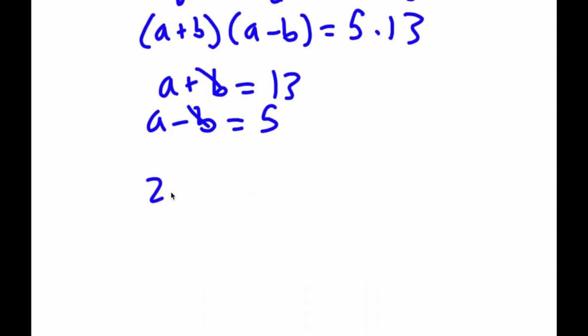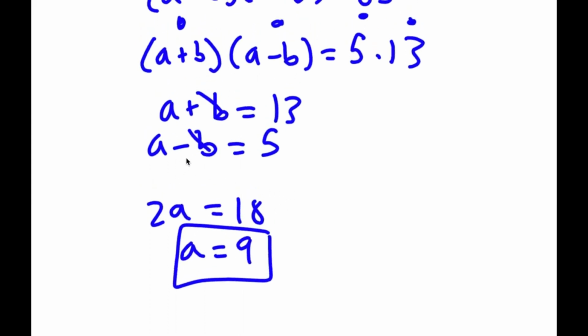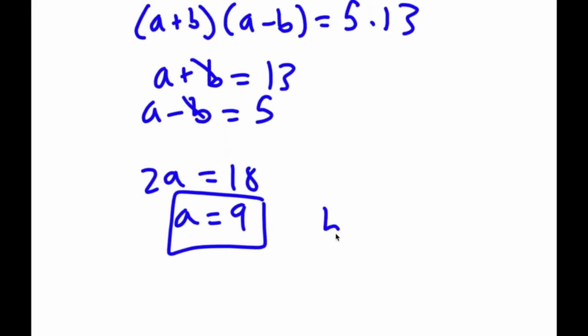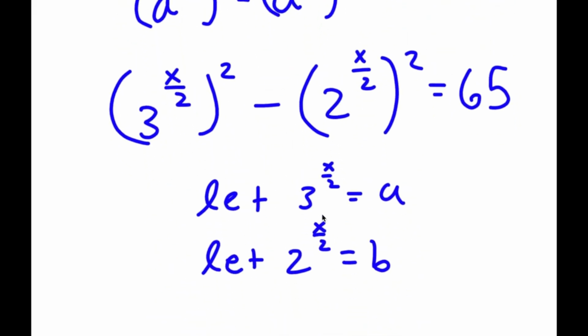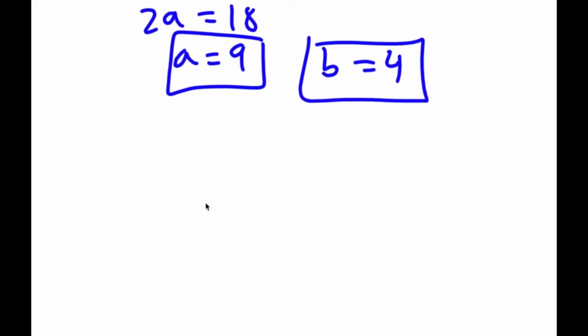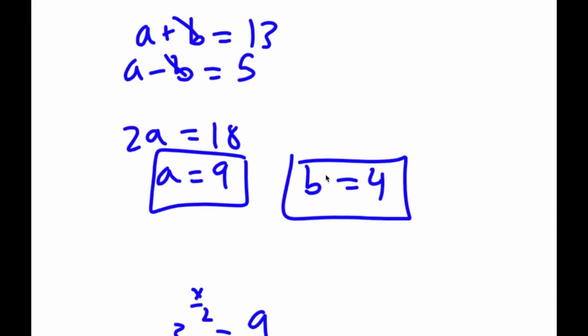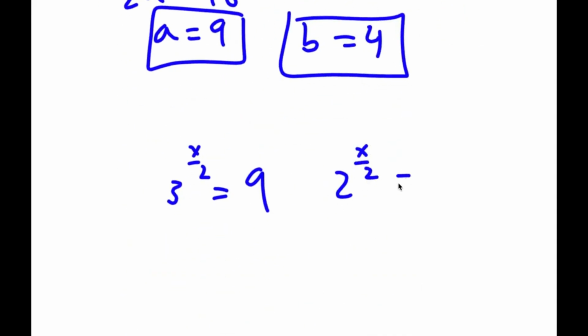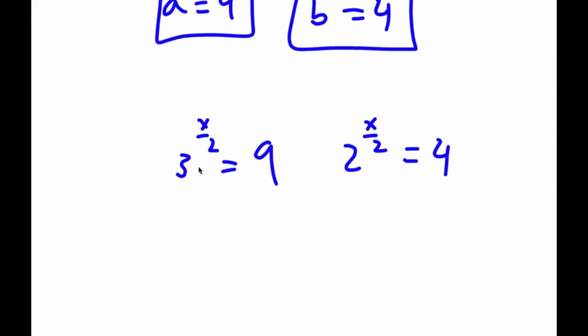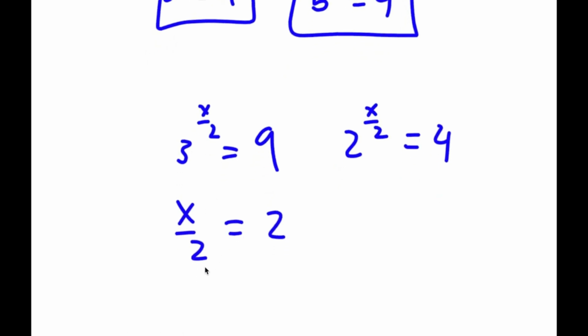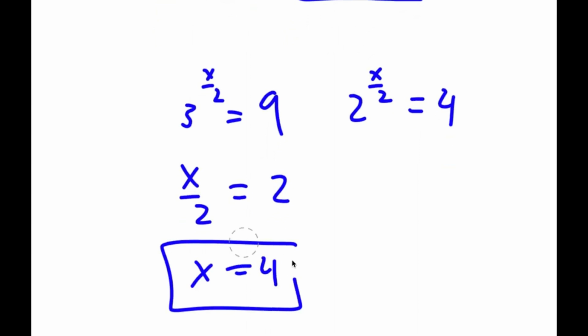These two cancel out, so I get 2a is equal to 18, meaning a is equal to 9. And if a is equal to 9, then b is equal to 4. So now, going back here, I have 3 to the power of x over 2 is equal to 9, and 2 to the power of x over 2 is equal to 4. So 3 to the power of 2 is obviously equal to 9, so I have x over 2 is equal to 2, meaning x is equal to 4.